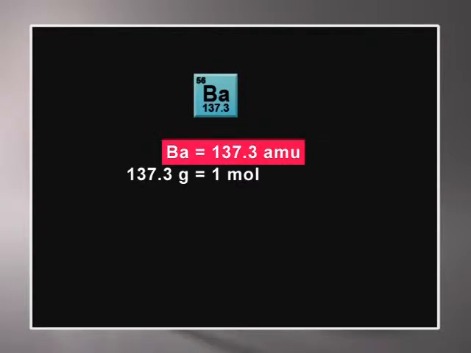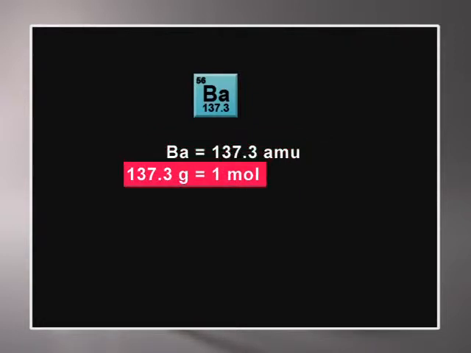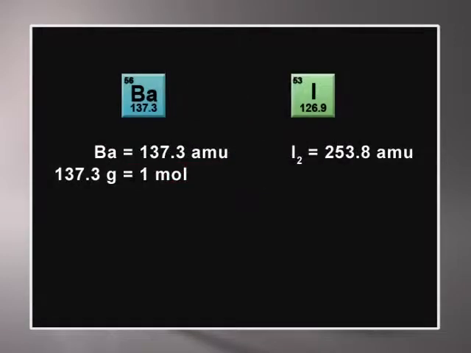137.3 AMUs represents 1 atom of barium, something I can't see or work with. But 137.3 grams of barium represents a mole of barium, something that I can easily measure out, something that I can see, and something that I can work with. I2 is 253.8 AMUs for 1 molecule. Change those units to grams, and 253.8 grams of iodine would be 1 mole of iodine.